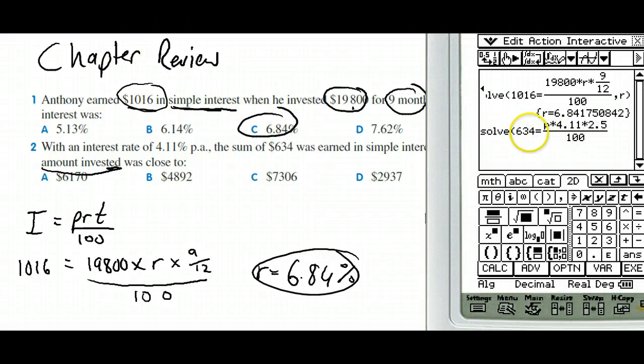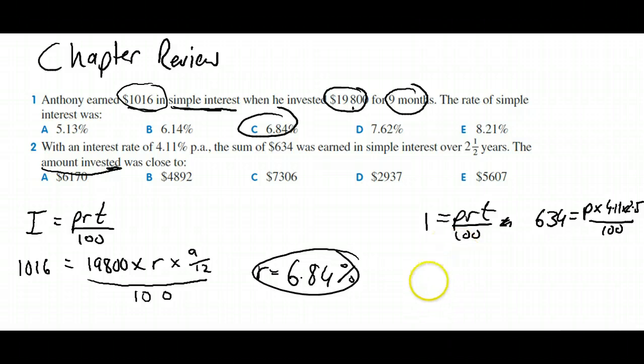Okay, so here's the equation. The amount of interest, the principal we don't know, the interest rate, time is 2.5 years, it's all over 100, and then we put a comma P to tell it we want to know P, and it tells us 6,170.32. Okay, and that corresponds to this first answer here, A.